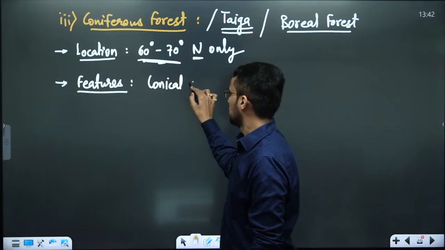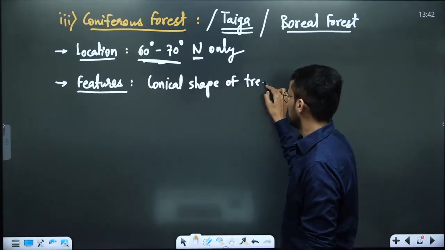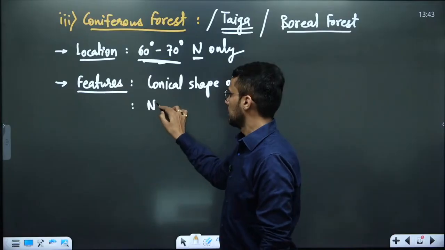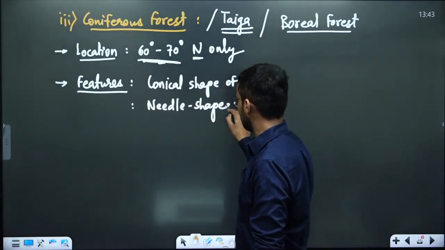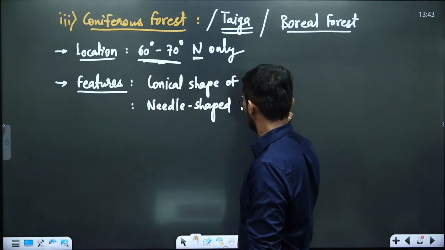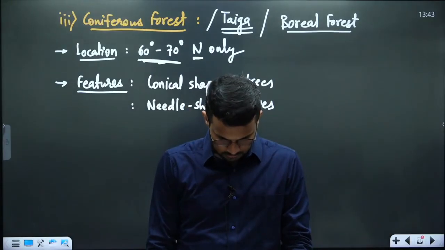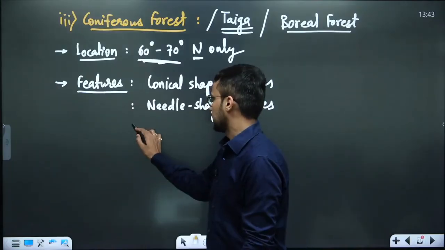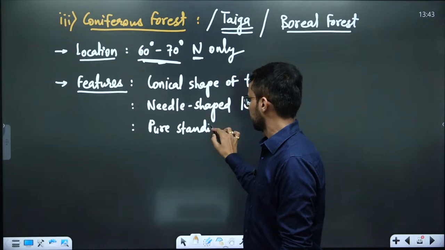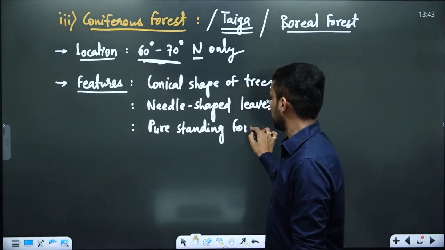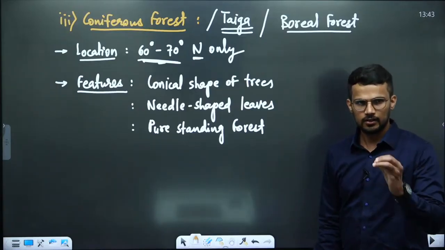Conical shape of trees. Needle shaped leaves. ठीक है? Then pure standing forest. It is a pure standing forest. What does that mean? Pure standing forest.